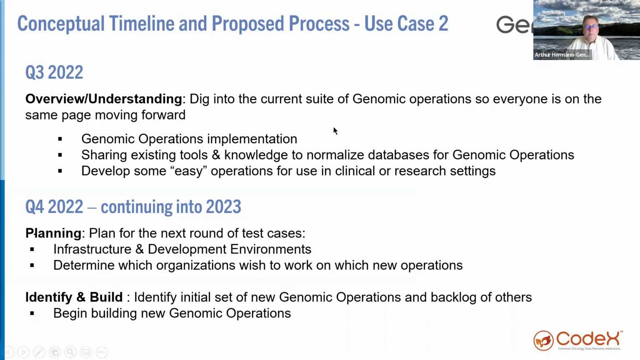I will say this. I feel pretty strongly, based on what Bob and I see Shrikar on the call and others have been doing, that this use case can move forward before use case 1. And so I think that in Q3 they'll be able to gather and actually begin to do their homework here, which is to dig into the current suite of genomic operations and get everybody on the same page. It depends who's involved, but I think there's going to be some communal learning that needs to go on to get everybody on the same page.